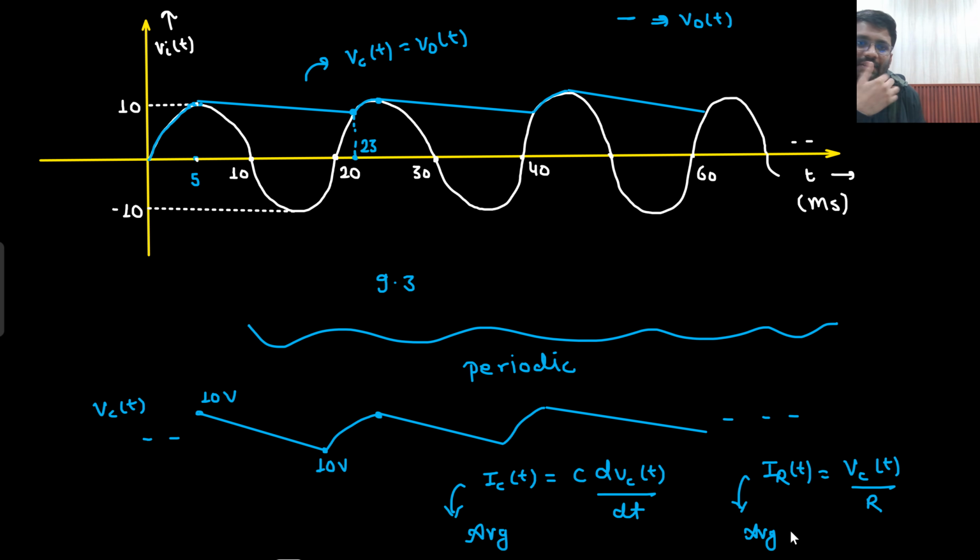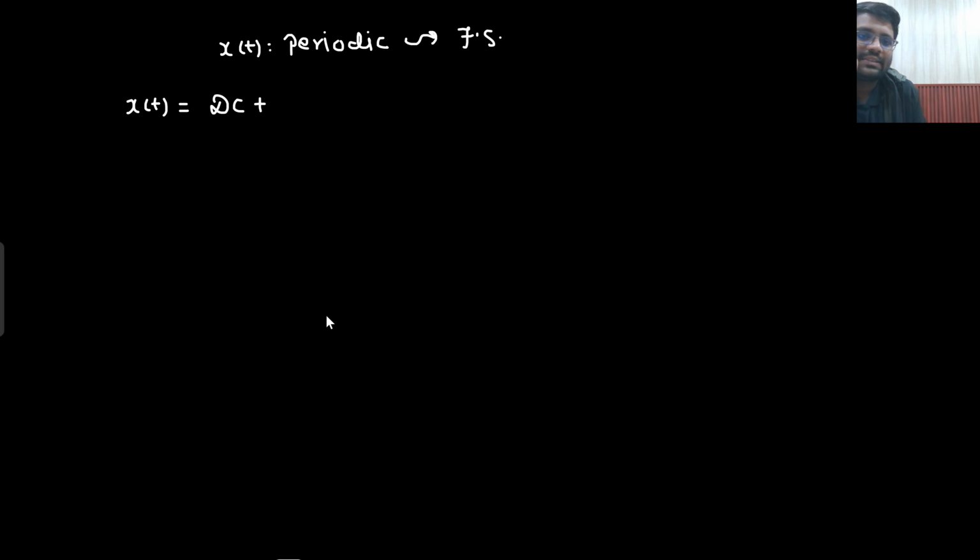Okay. Now this is my task. Now just let me explain you one very interesting thing, that there is a function called xt, which is periodic. If it is periodic, then you would know there is a concept of a Fourier series. It can be broken into some DC value plus some sinusoid or cosinusoid.